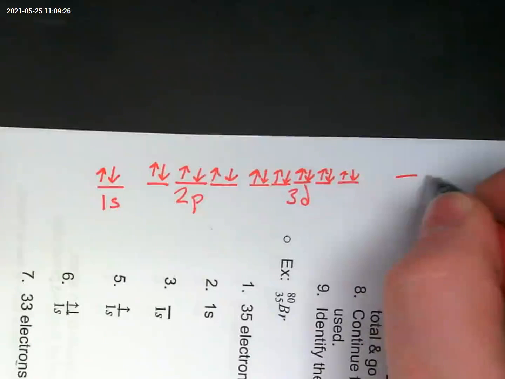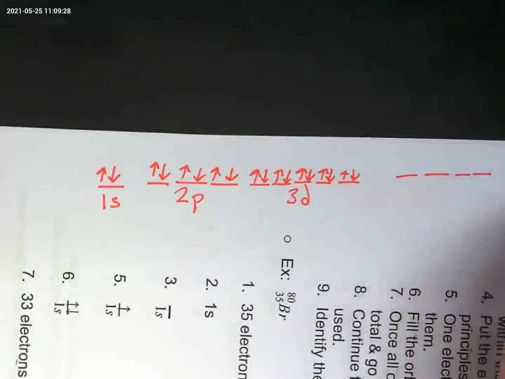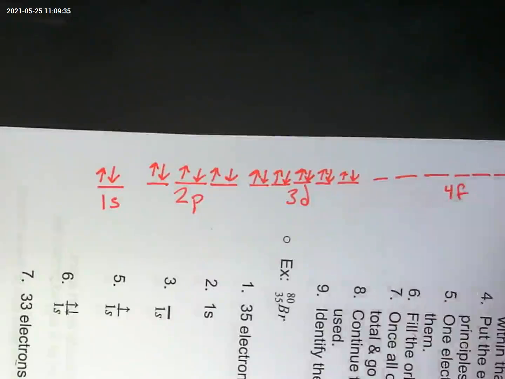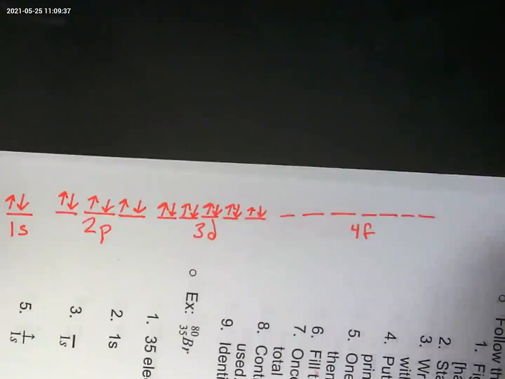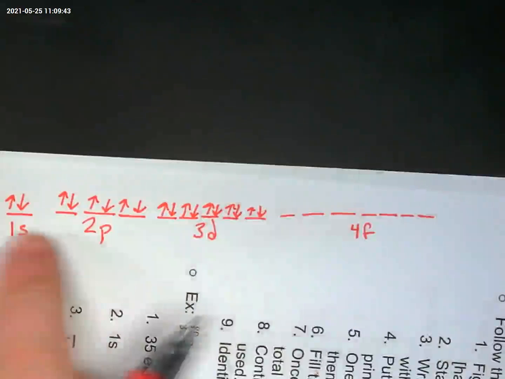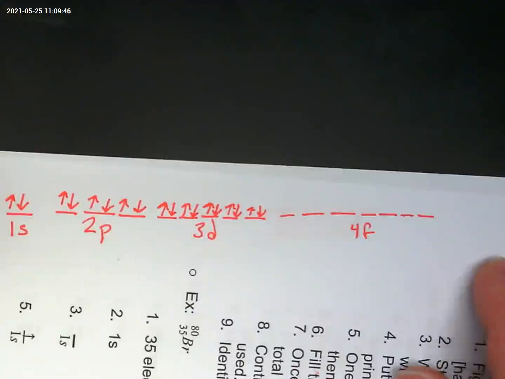And then there's lovely F. So 1, 2, 3, 4, I'll put a 5th one over here, 5, 6, 7. Okay. So F's have 7 whole lines, and you can fill every single one of those lines with 2 electrons. So this is what we're doing here as far as these lines go.